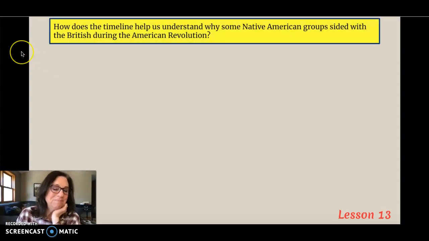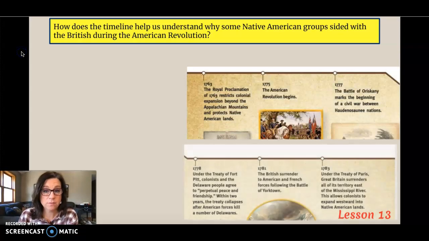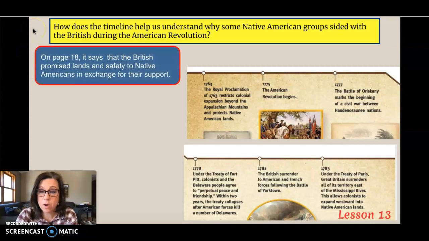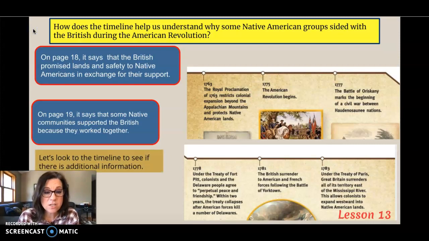How does the timeline help us understand why some Native American groups sided with the British during the American Revolution? On page 18, it says that the British promised lands and safety to Native Americans in exchange for their support. On page 19, it says that some Native communities supported the British because they worked together. So let's look to the timeline to see if there is any additional information.